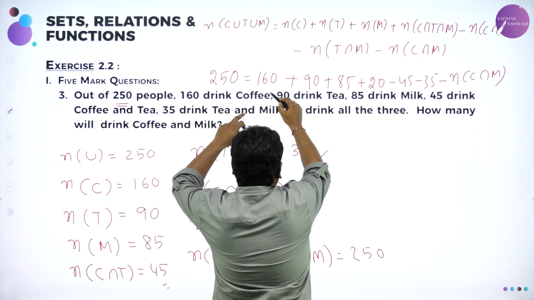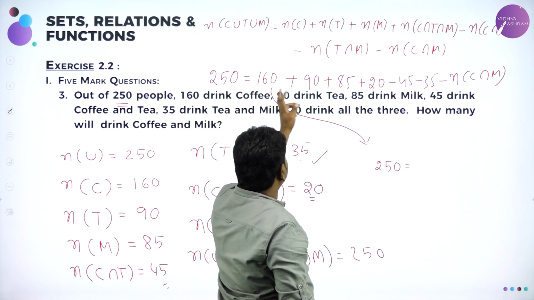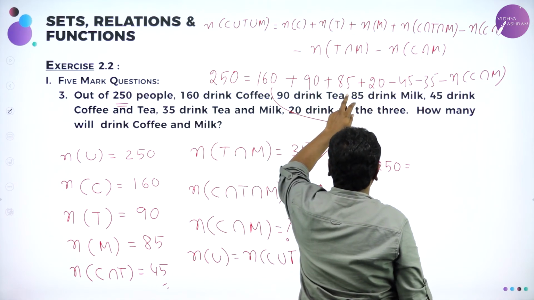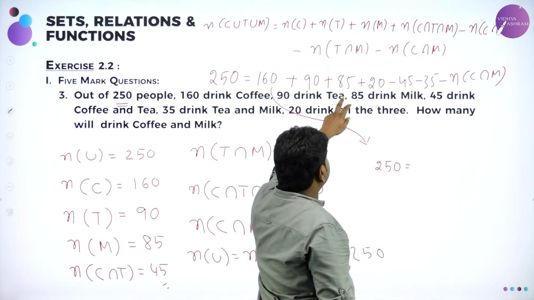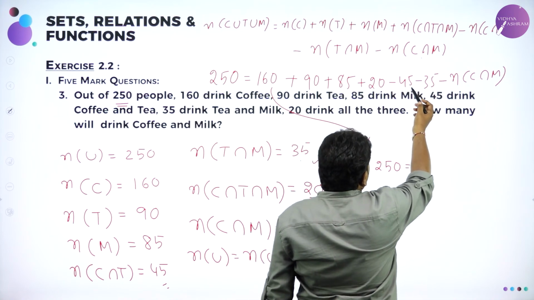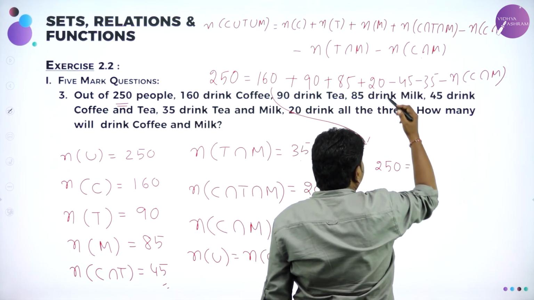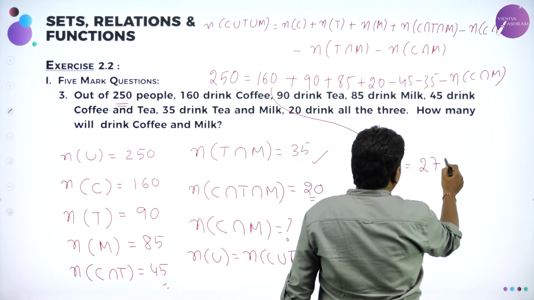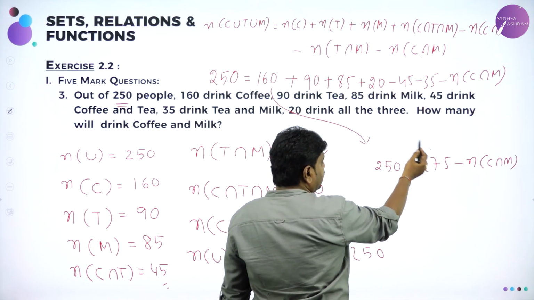So next step I will carry here, I will write it: 250 is equal to 160 plus 90. 160 plus 90 is 250. 250 plus 20, 270. 270 plus 85, 355. 355 minus 45, 310. 310 minus 35, use calculators for this, 275 minus N of C intersection M. Now simplify this, rearrange this.